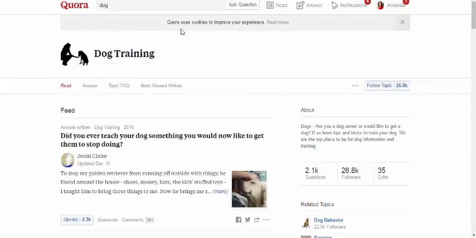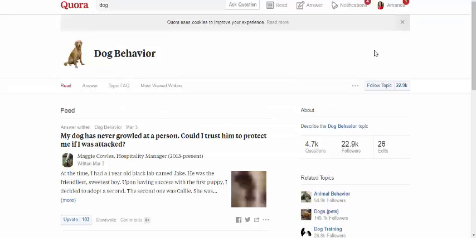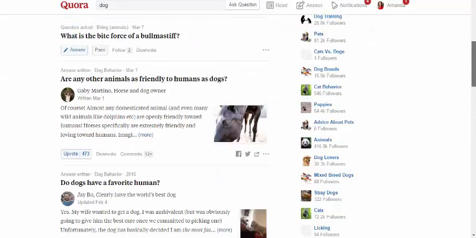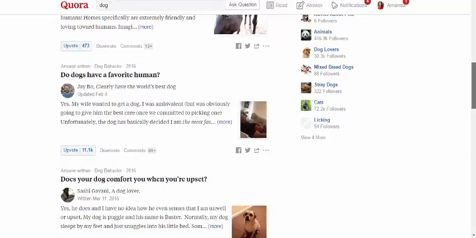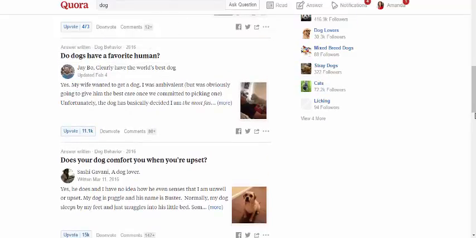So you can use Quora by simply plugging in that basic keyword, and then you get dog lovers, dog training, dog behavior. Let's have a look there and see if we get more ideas. Okay. What's the bite force of a bull mastiff? I dread to think. Do dogs have a favourite human? That has a huge amount of upvotes. It's got over 11,000 upvotes and 80 comments, which means that is a hot topic.